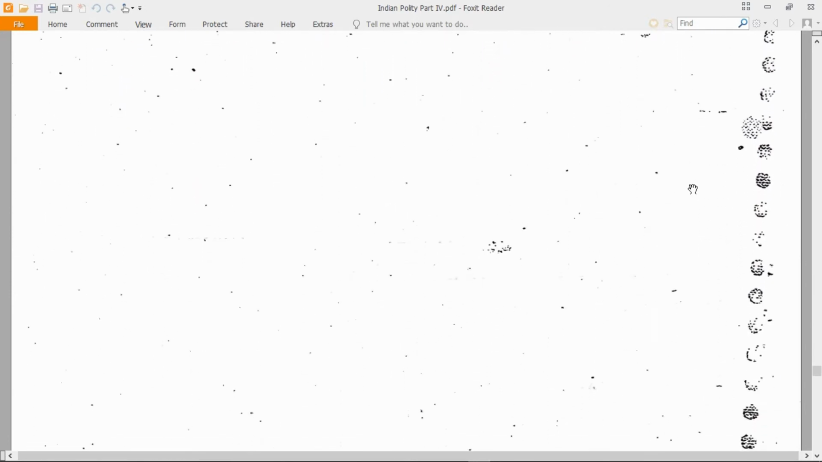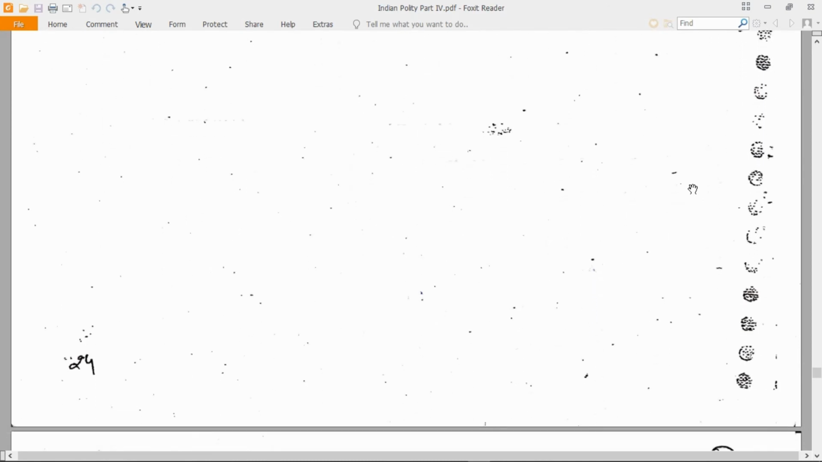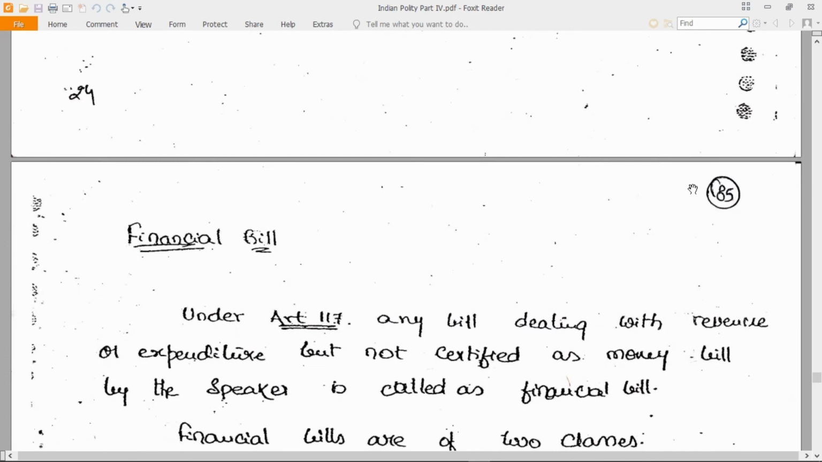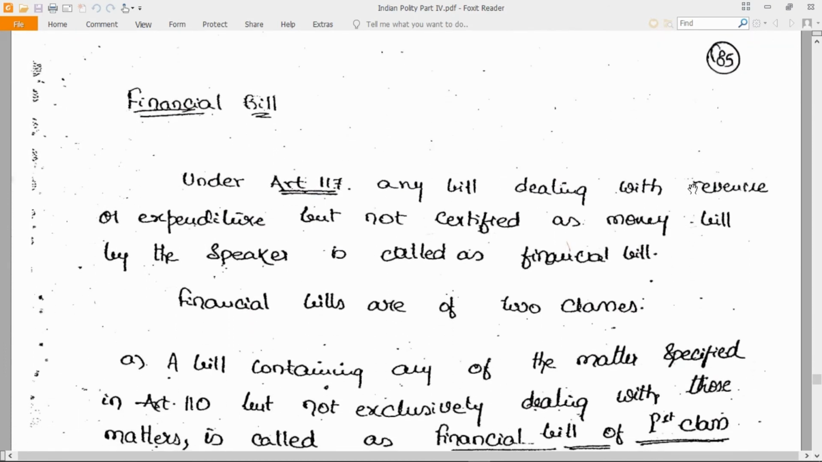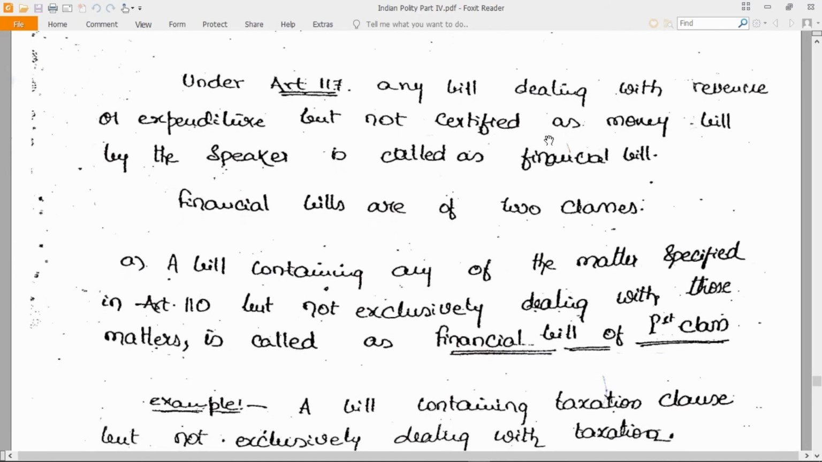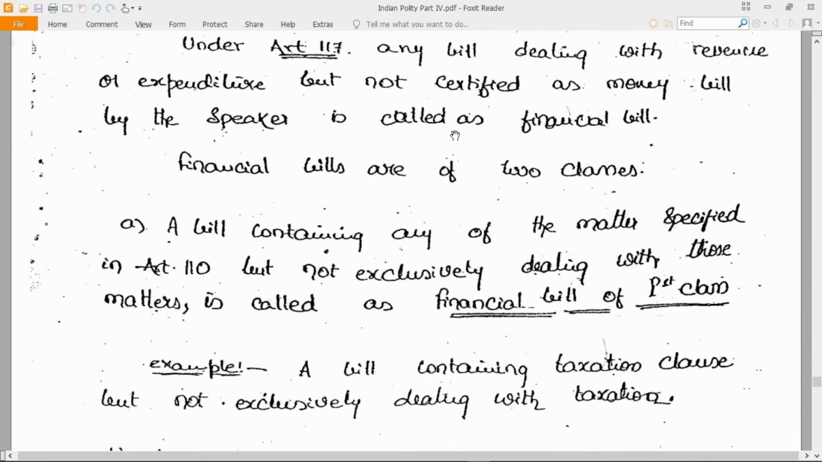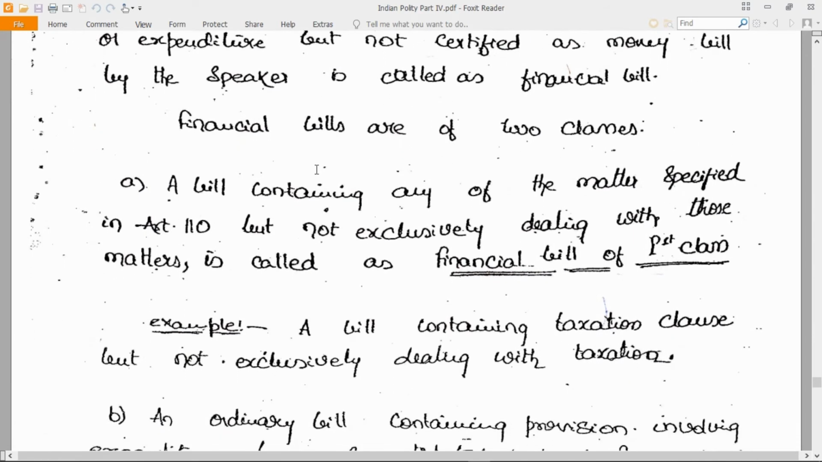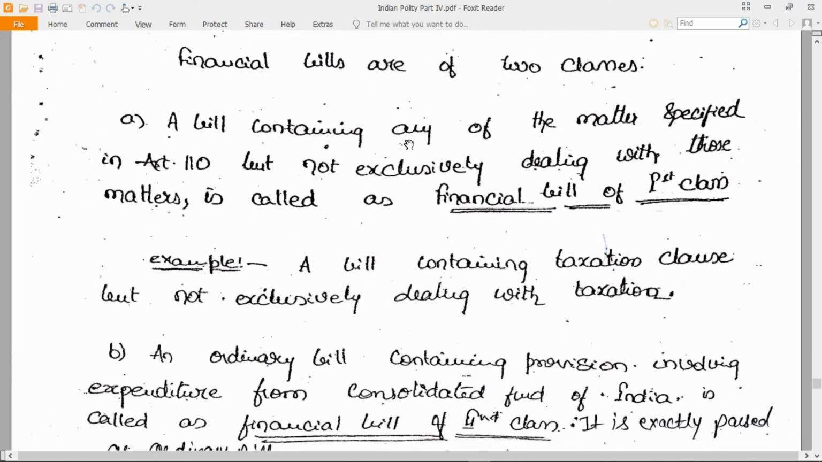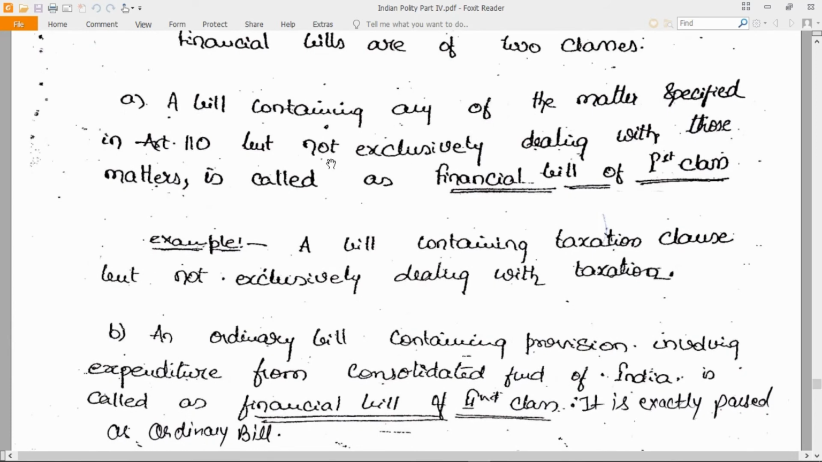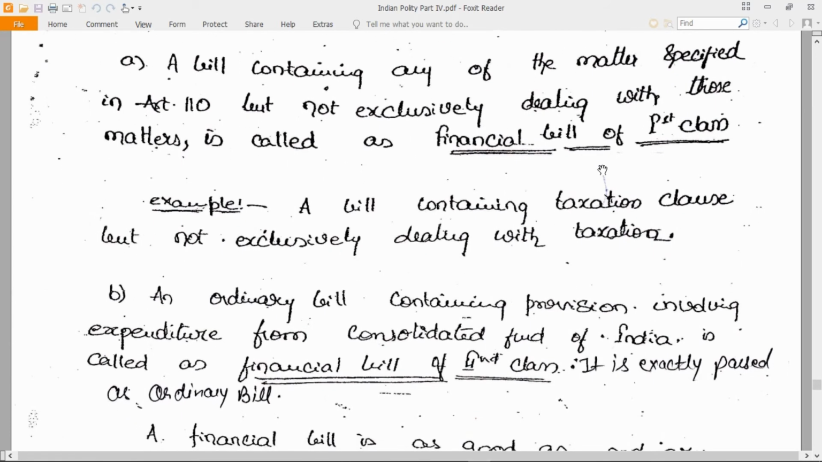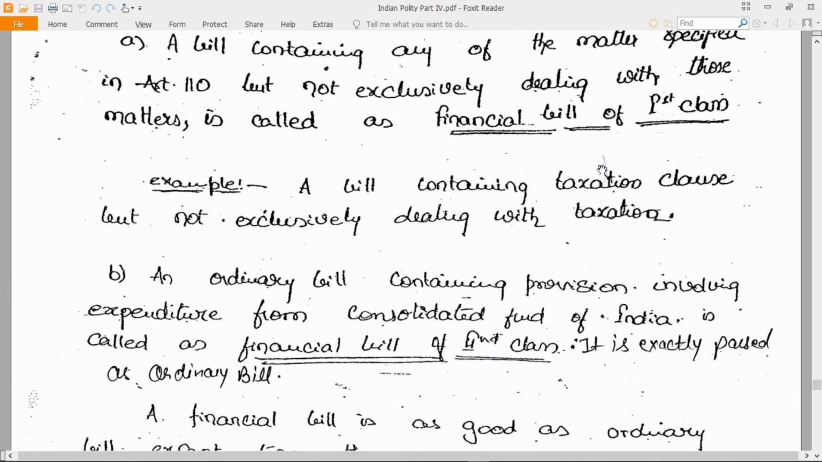So now let us discuss the financial bill. Now, what is a financial bill? Under Article 117, any bill dealing with revenue or expenditure but not certified as a money bill by the Speaker is called a financial bill. Financial bills are of two types or two classes: a bill containing any of the matters specified in Article 110 but not exclusively dealing with those matters is called a financial bill of the first class.